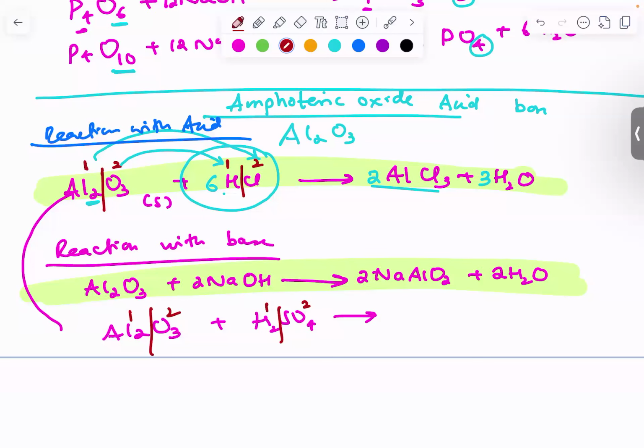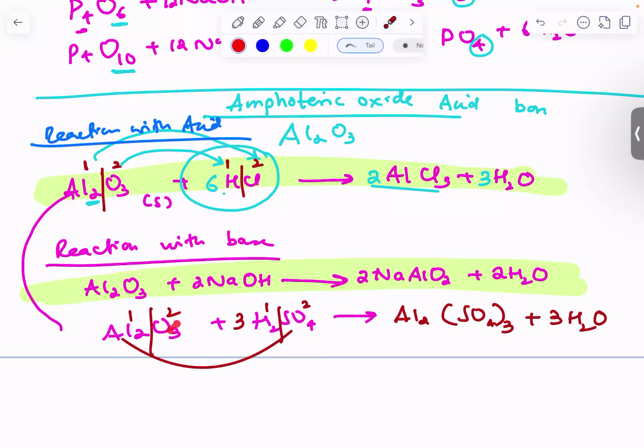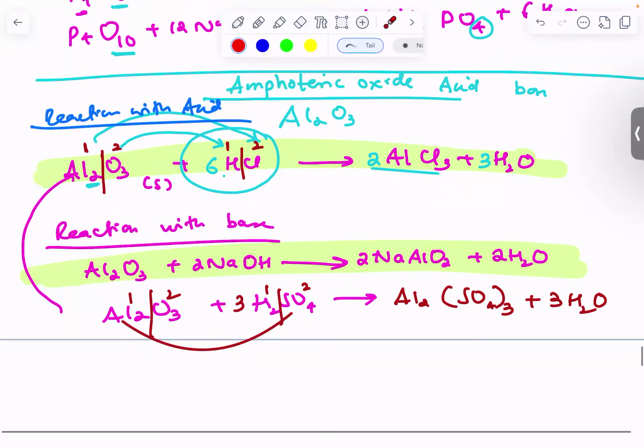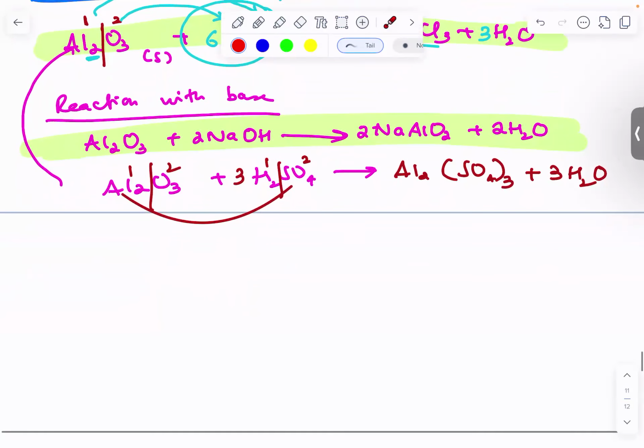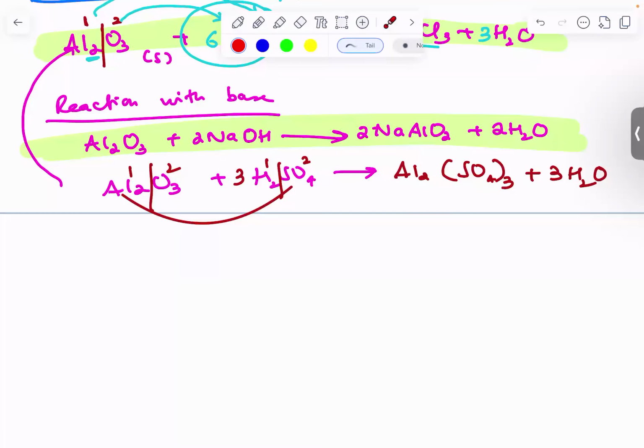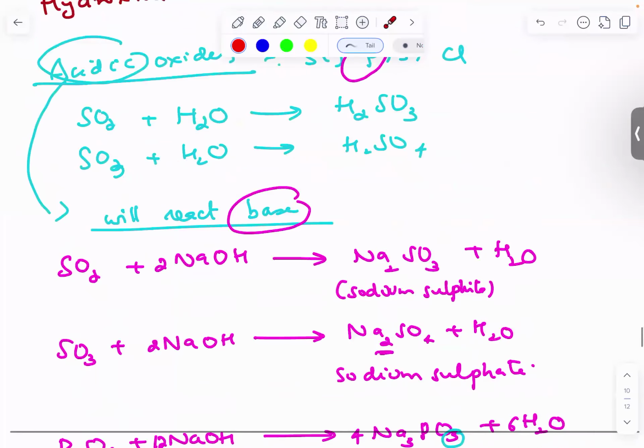So Al2O3 plus sulfuric acid, it's given in your syllabus. So this would be Al2(SO4)3 plus 3H2O. And for counterbalancing, you can do it like this: Al will combine with SO4, and this will combine to make water. So this is aluminium sulfate. And then the rest I have taught you. And then they were talking about nitrogen and sulfur.